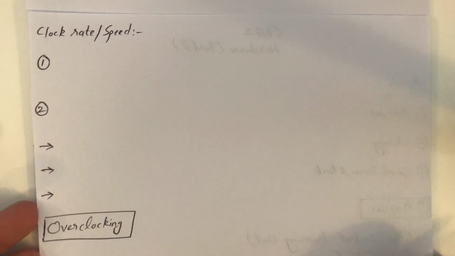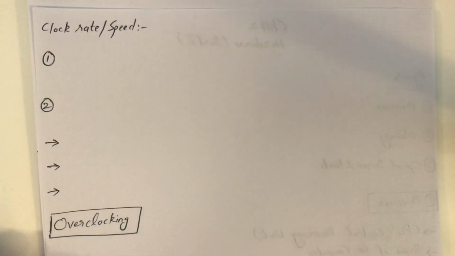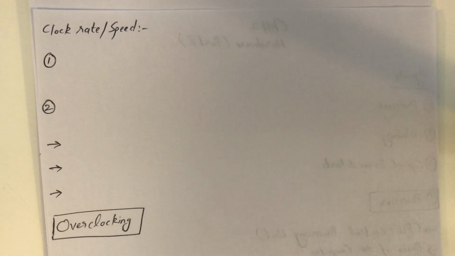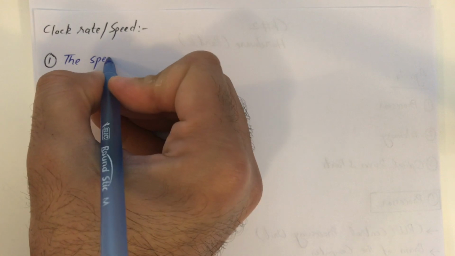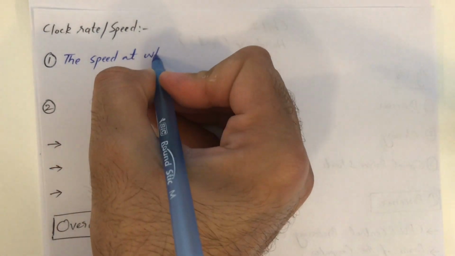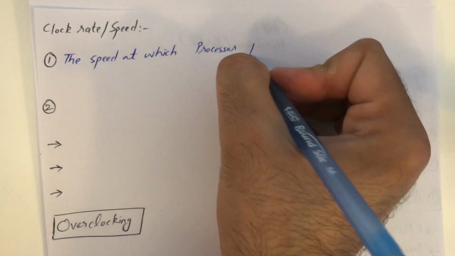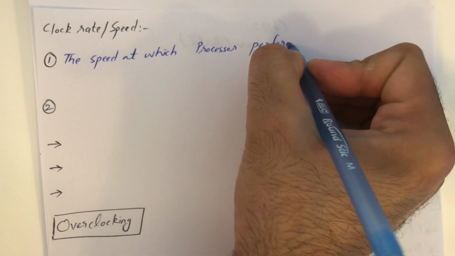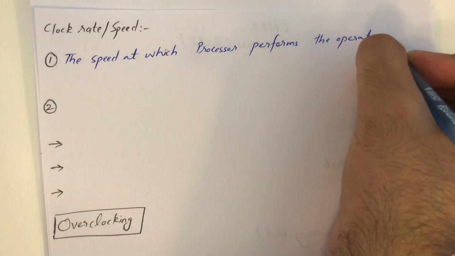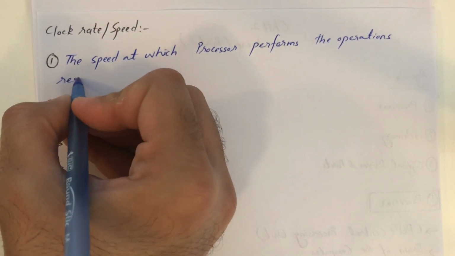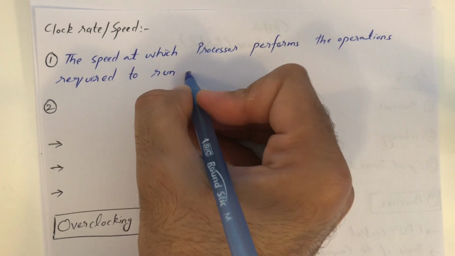Next is the definition of clock rate, clock speed. This is a very important definition. Let me define it, and then I'll explain what clock rate and speed are. So clock rate is basically the speed at which the processor performs the operations required to run a digital device.